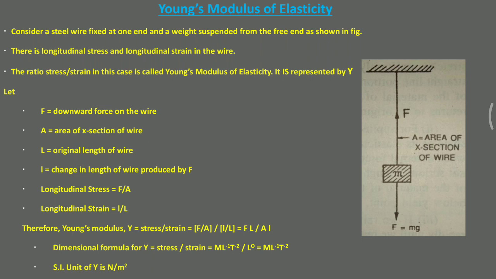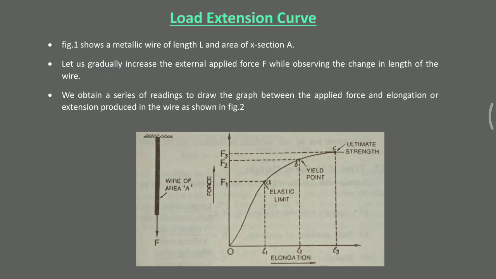Therefore, the Young's modulus Y is equal to stress divided by strain, that is equal to F divided by A, whole divided by small l by capital L. That is equal to capital F into L divided by A into small l. The dimensional formula of Young's modulus is M L to the power of minus 1 T to the power of minus 2. However, the SI unit of the Young's modulus is Newton per meter square.